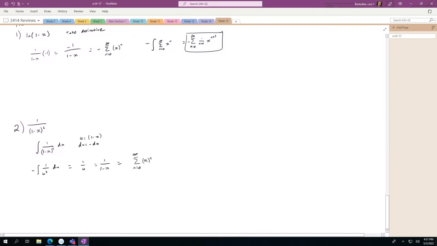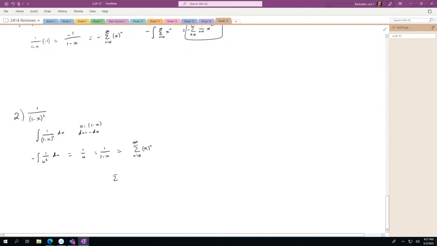But then to undo this taking the integral, what we need to do is take the derivative. So when we take the derivative, we now have the sum from 1 to infinity of n times x to the n minus 1. And there you have it. That would be our final answer. So we can take the derivative and the integral to find more functions that we can convert into power series.